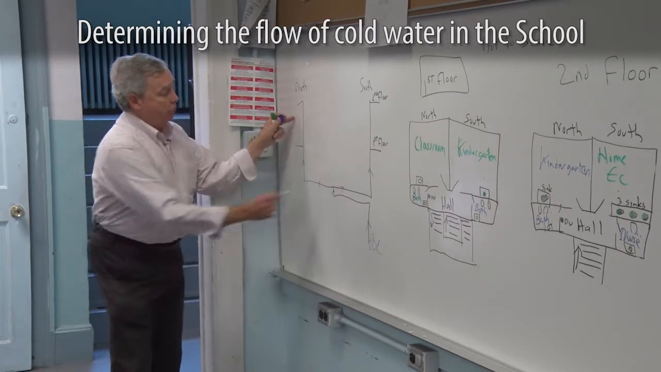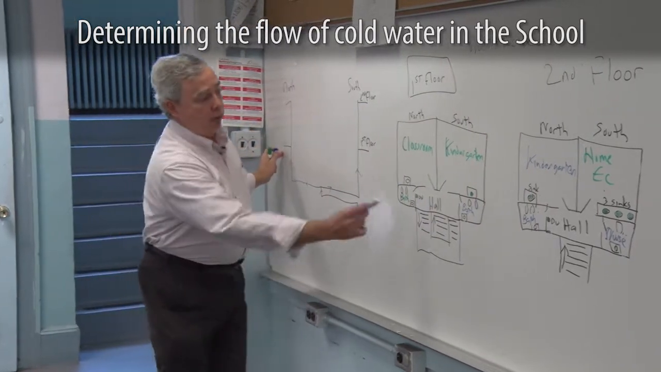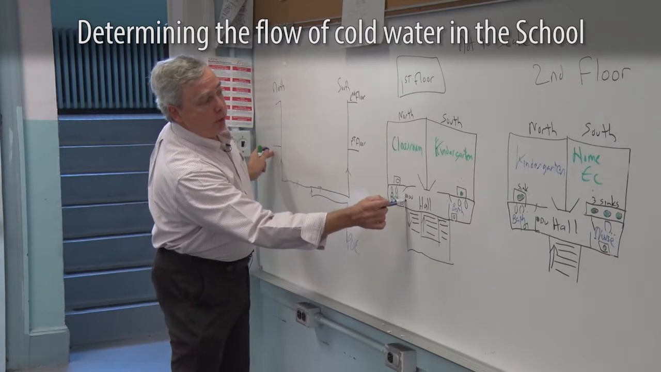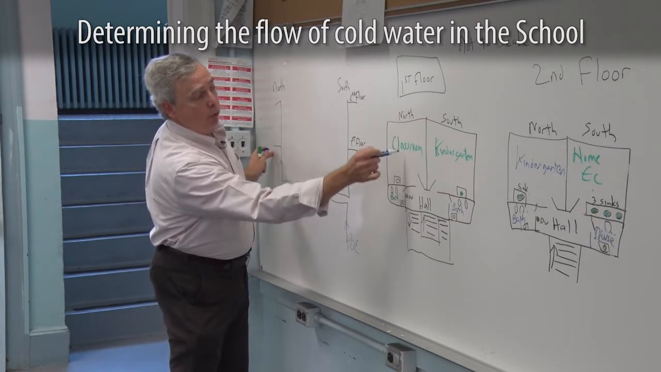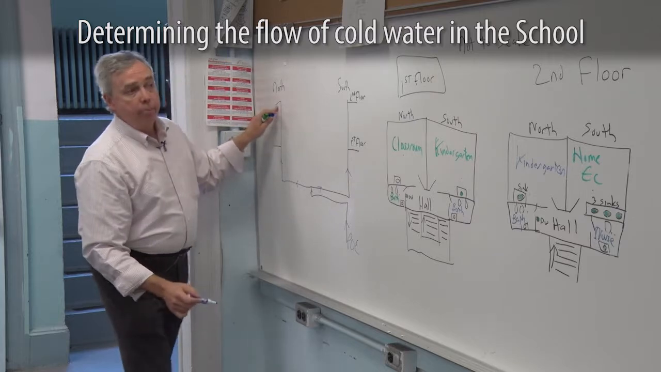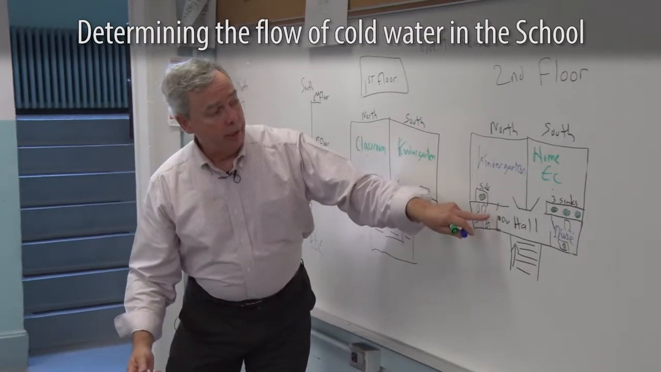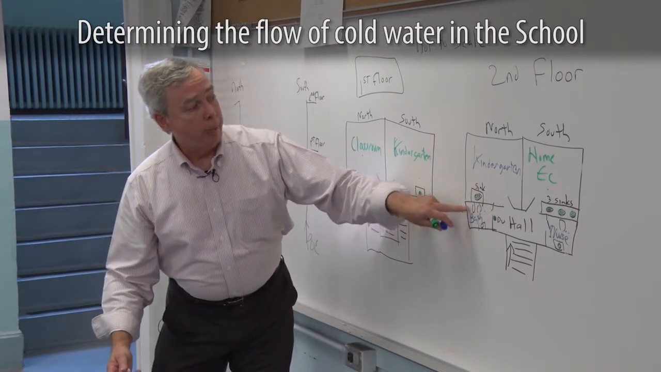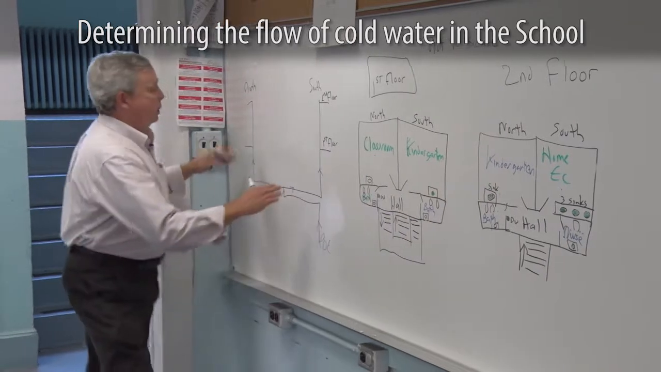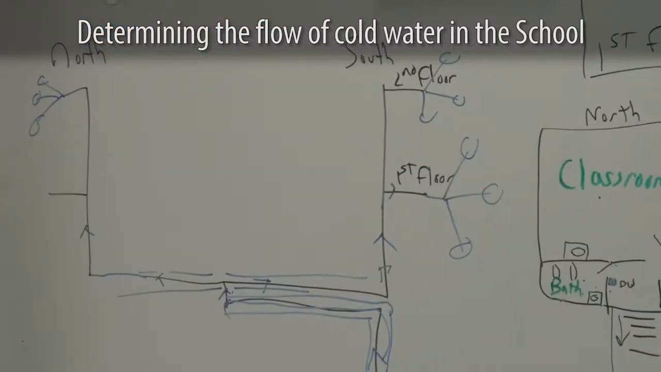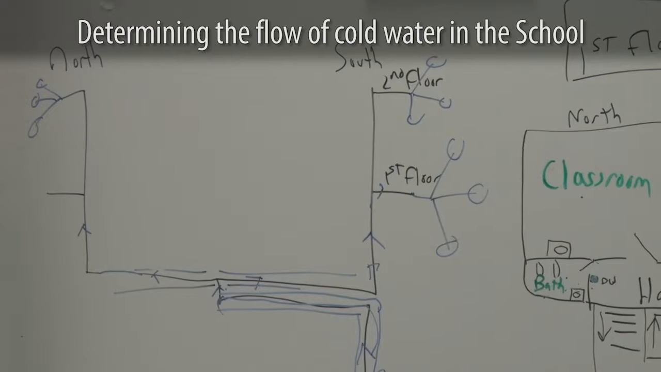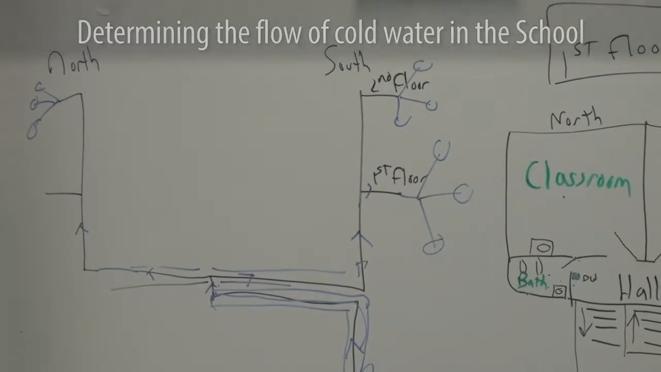This north side branch, as it comes up here, it hits the first floor. It's hitting this drinking water fountain, the bathroom, and then a classroom. It makes it to the second floor. It's hitting a drinking water fountain, a bathroom, and a classroom. So this is like a schematic, a vertical view of how the water supply piping runs throughout the building.